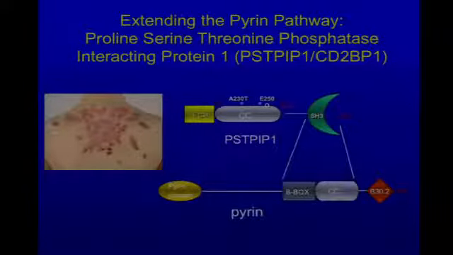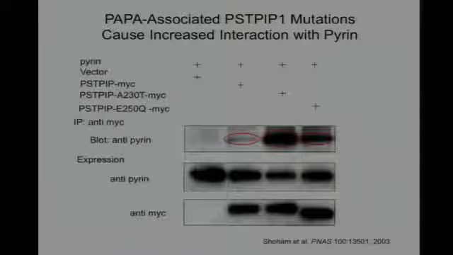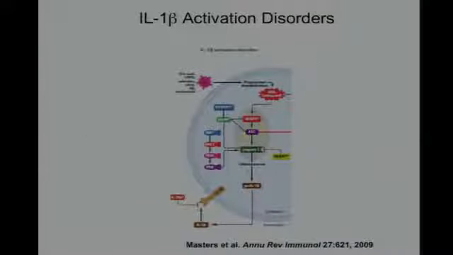And it's caused by mutations in this gene, PSTPIP1, which actually encodes a protein that's a pyrin-binding protein. And so it just goes to show how mutations in all different aspects of this pathway of regulation of IL-1 can actually lead to different inflammatory diseases. So in this case, PSTPIP1 binds to pyrin, and in fact, the disease-associated mutations are associated with increased binding of PSTPIP1 to pyrin, which leads to increased IL-1 production and other cytokine production.